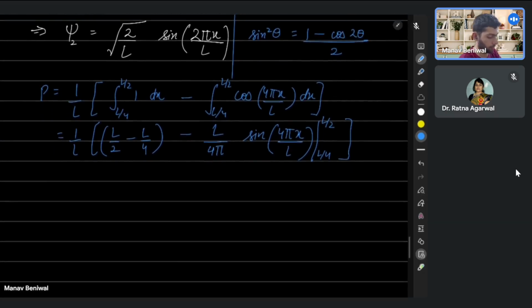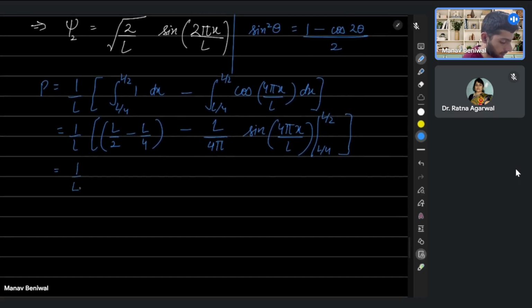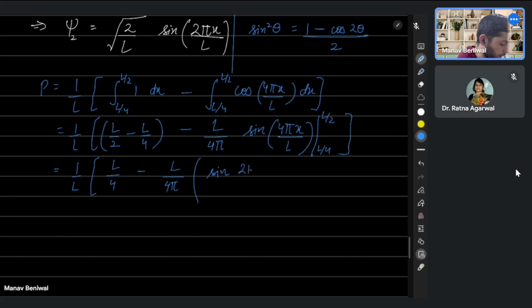Okay, so here we are. So 1 over L times L by 2 minus L by 4, which will become L by 4, and this will become L upon 4 pi. And now let's put in the values. If you put x as L by 2, it will become sine of 4 pi by 2, so this will become sine of 2 pi. And if you put L by 4, this will become sine of pi.